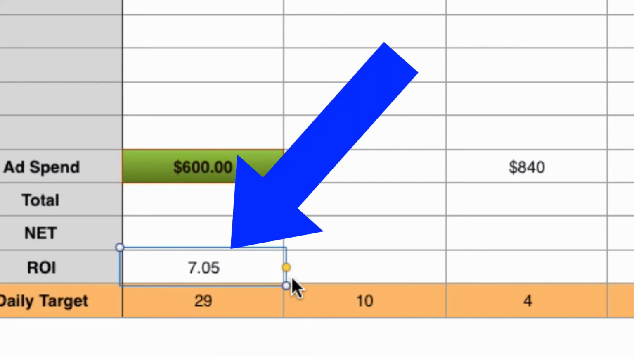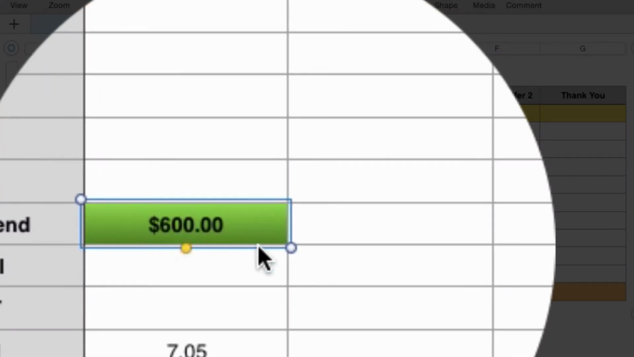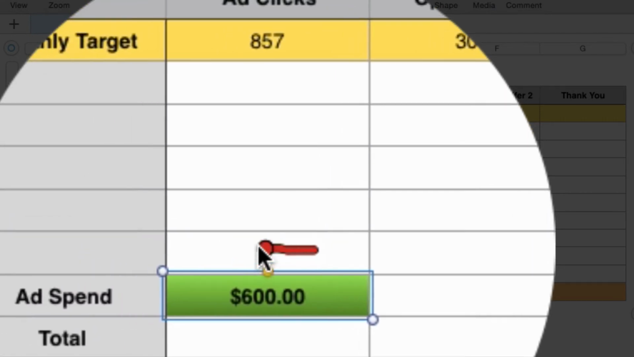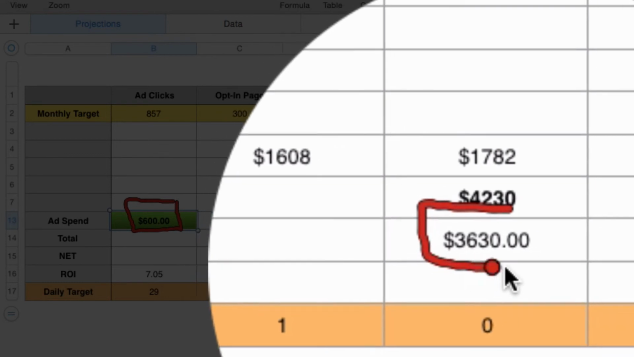Bam, we just increased by twice almost, by just increasing very slightly our ad cost per click, and our return on investment just increased by twice because our opt-in rate went up by a few points. Very awesome. So now we spend that same $600 here. Let me circle that. We just spent our same $600 here, but we made $3,630.